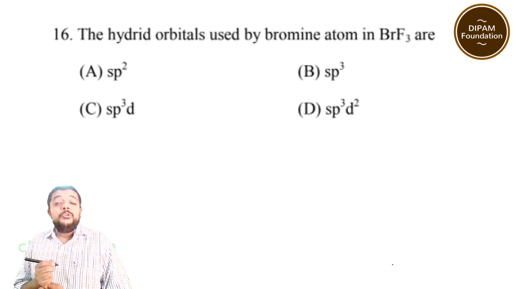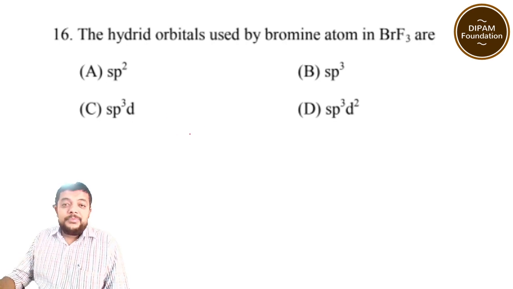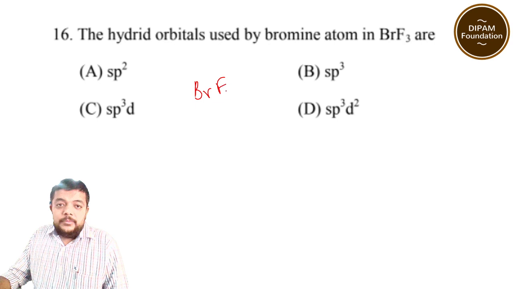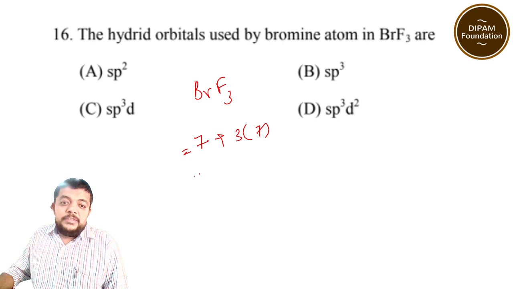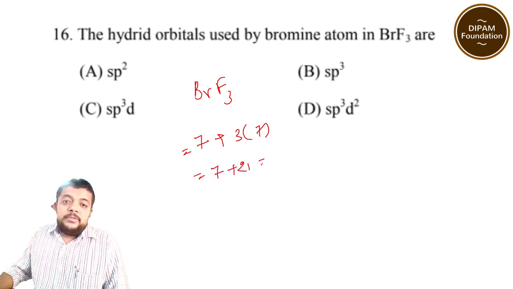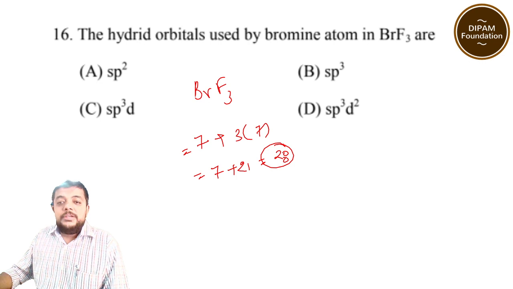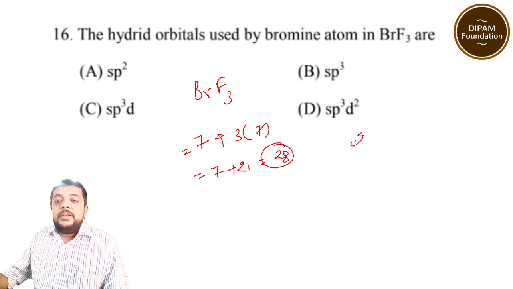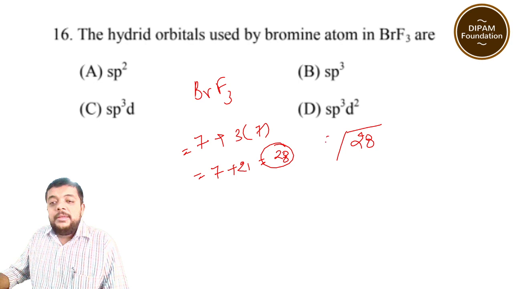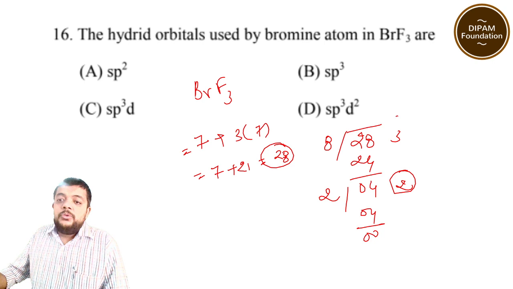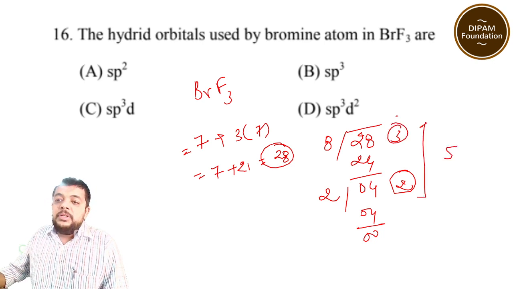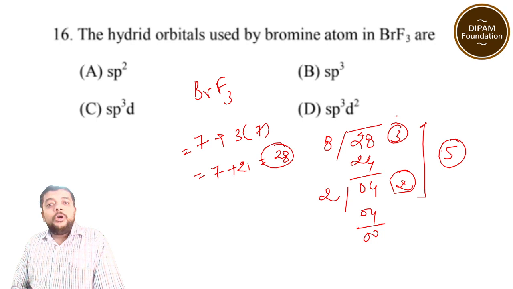The hybrid orbital used by the bromine atom in BrF3. Let us check. Bromine is 7. You have 3 fluorines and each fluorine is 7. So 7 plus 21, we end up with 28. When we end up with 28, we divide it by 8. So 8 3 times 24, 4, 2, 2 times 4, so it's 0. So it's 3 plus 2, the total is 5.